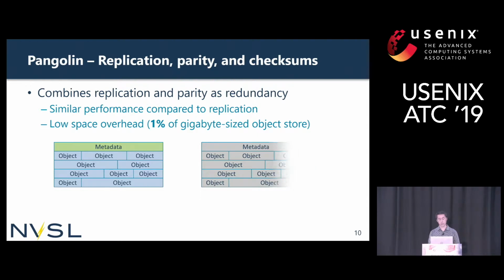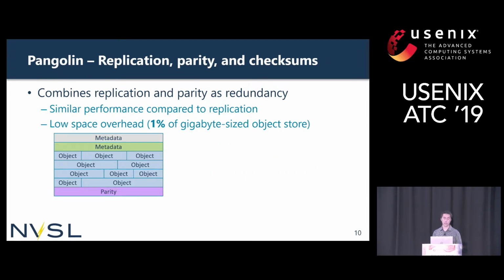Instead, Pangolin only replicates its metadata in the object store, which consists of allocation bitmaps and transaction logs, and it uses parity to protect arbitrarily sized, randomly distributed object data. The metadata replication and object parity together only incur about 1% storage overhead for a gigabyte-sized object store. Pangolin checksums all its metadata and object data to detect hardware undetectable errors.